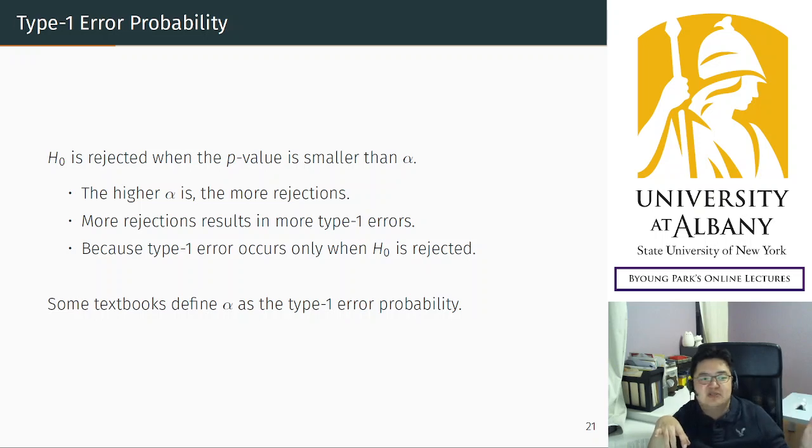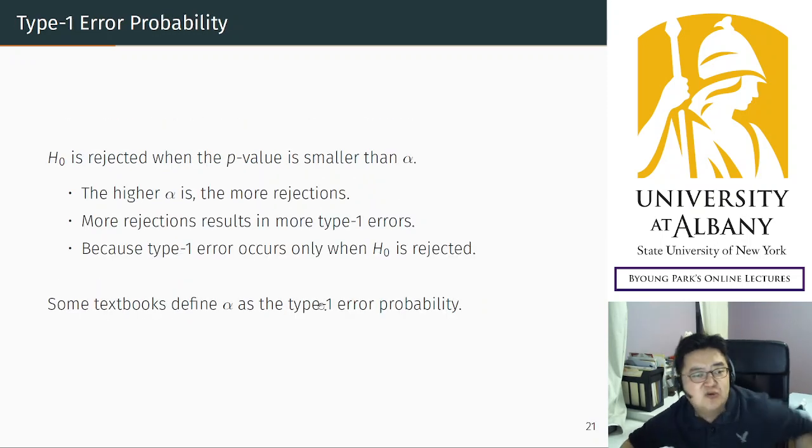Some textbooks simply define the significance level as the type 1 error probability. I defined the significance level in comparison with the p-value. This is one possible way to introduce what the significance level and the p-value are. Other textbooks introduce the significance level just by saying that it is the error probability. Anyhow, the point is that it is always true, so you don't need to calculate the type 1 error probability.